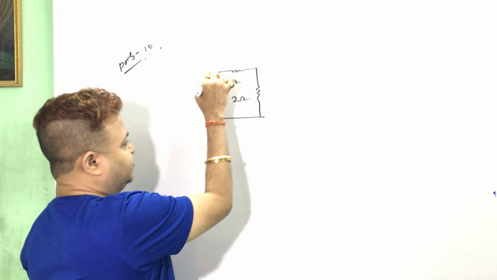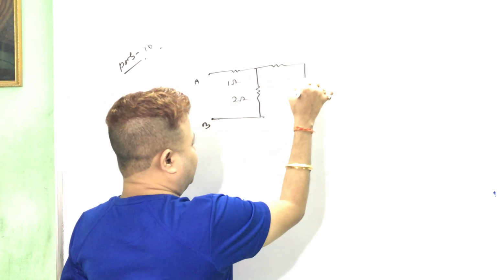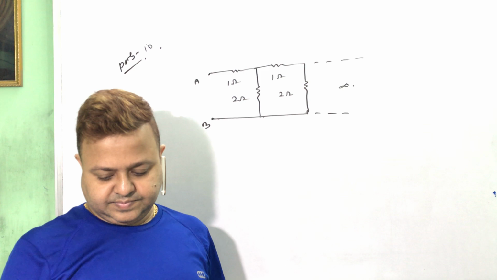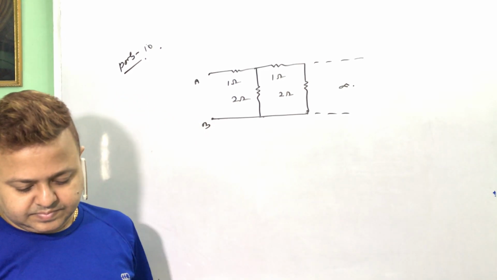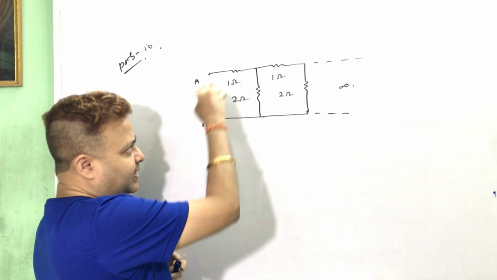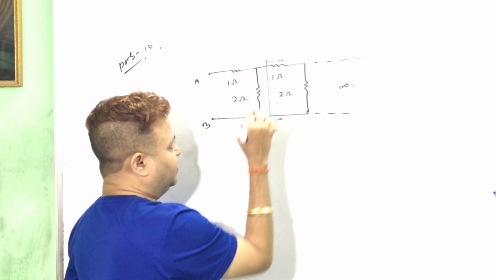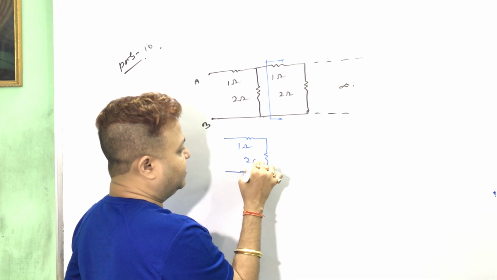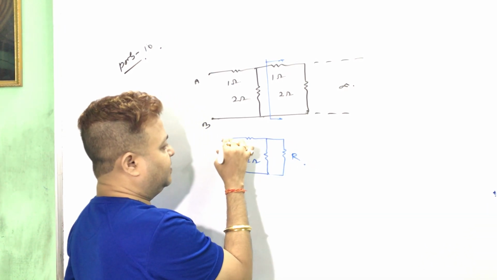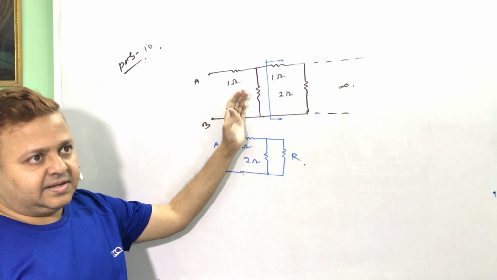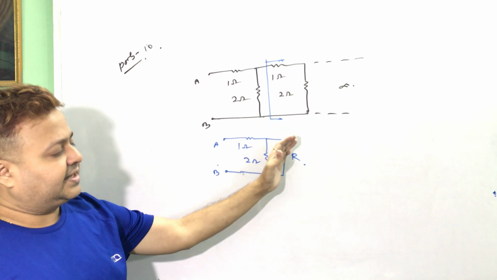1 ohm, 2 ohm, up to infinity. Similar circuit repetition: taking one loop as a constant, we eliminate the rest of the part. The equivalent resistance of the eliminated part, say, is R.